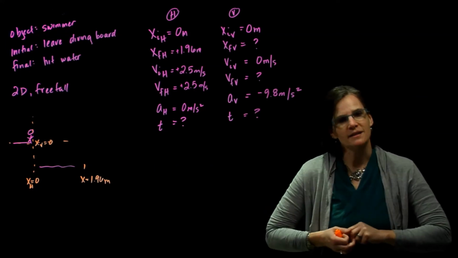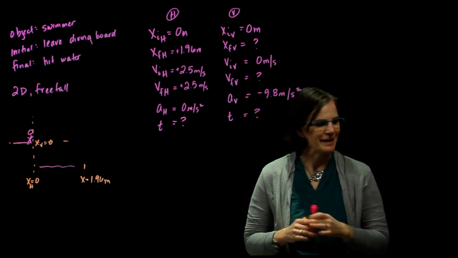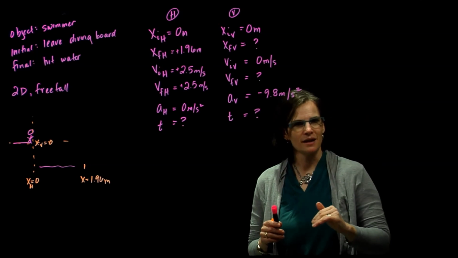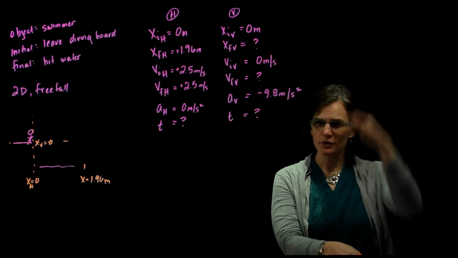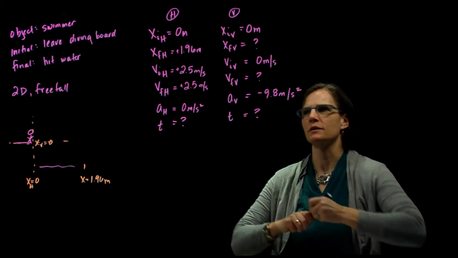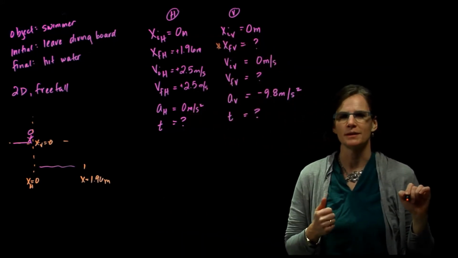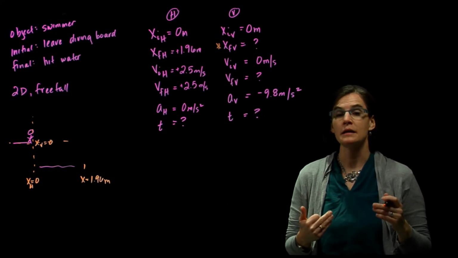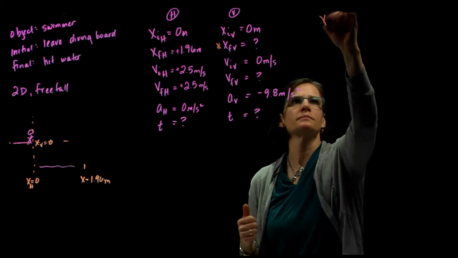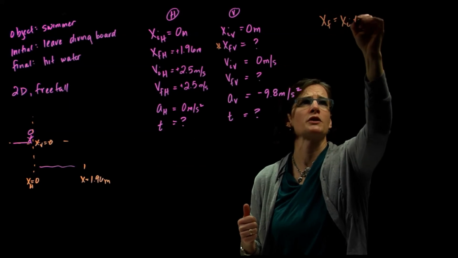Okay, so what answers our question? We're interested in knowing how high is the diving board. Well, that is vertical information. Height is related to the vertical. So we want to know that final vertical position to get a sense of our height. And if we're looking at position, we're going to use that position equation.